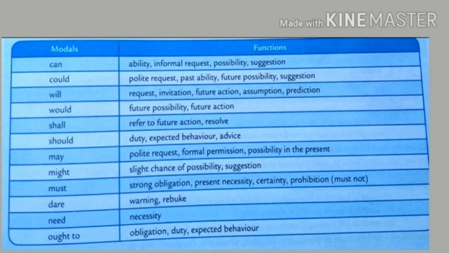Next modal is dare. The functions of dare are warning, rebuke. Example, be dare to meet principal tomorrow. It is a warning. Rebuke means like a scolding. How dare are you to do this? Warning and rebuke are the functions of dare.